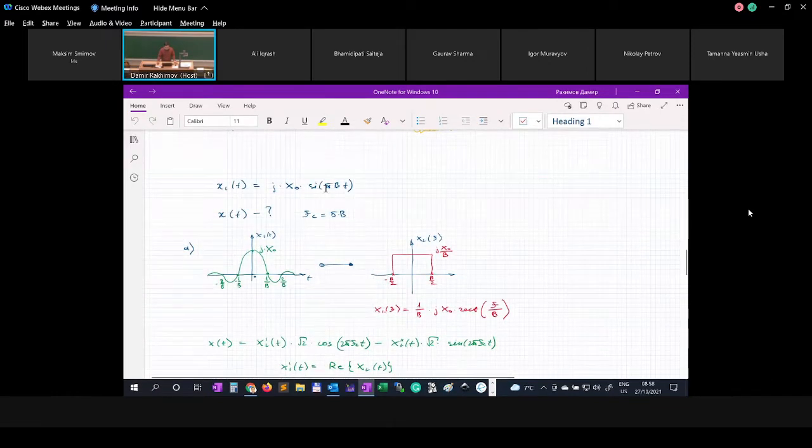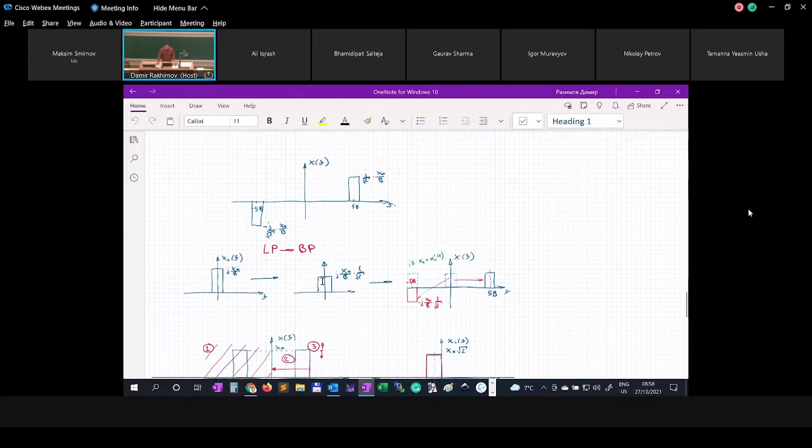And in the end, we discussed a signal represented by a sinc function, and we also performed the reverse transformation from the low pass range to the bandpass range. And that's how it works.